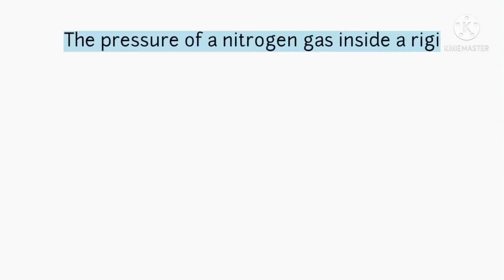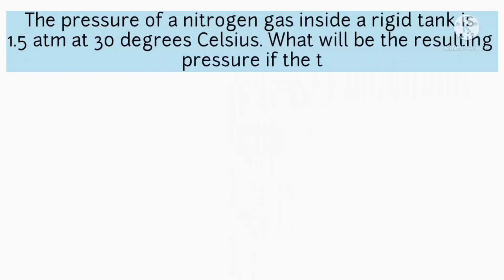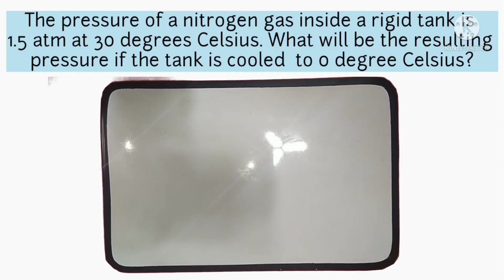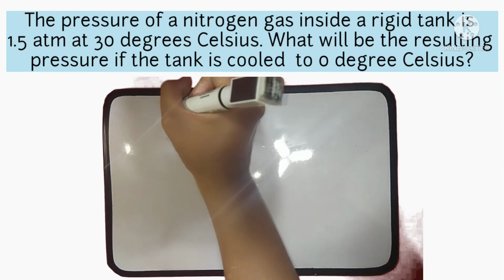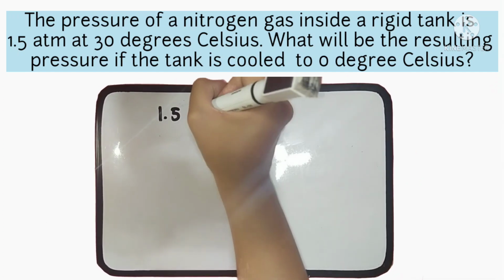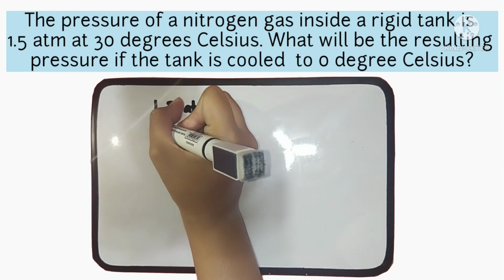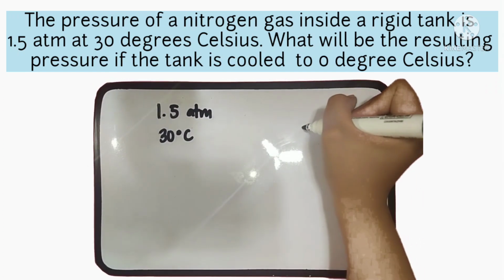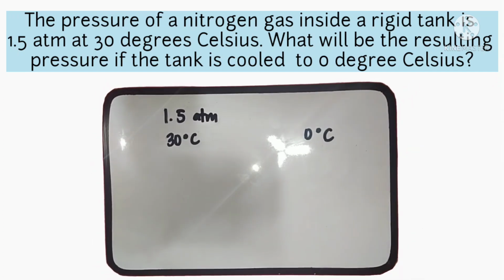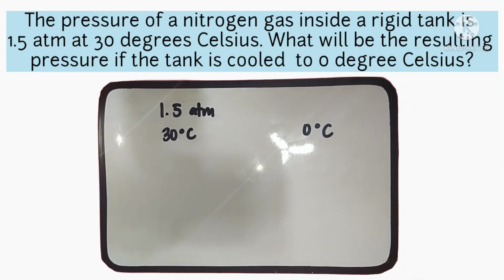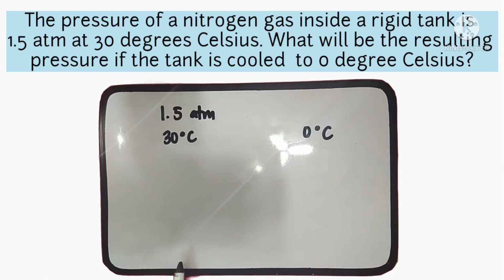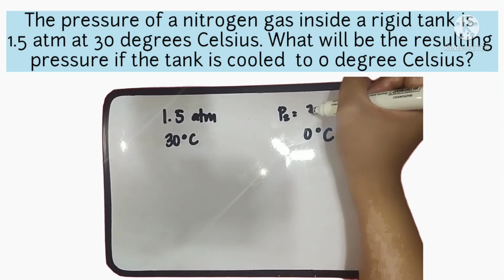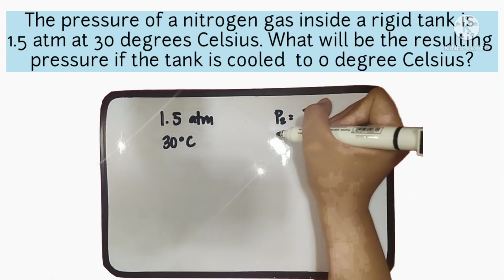Let us now proceed to the application of Gay-Lussac's law formula in a given problem. So we have the following given from the problem, which are 1.5 atm at 30 degrees Celsius. We also have 0 degrees Celsius. So what is asked in the problem is the resulting pressure. Therefore, we are looking for P2. And 0 degrees Celsius makes this T2.